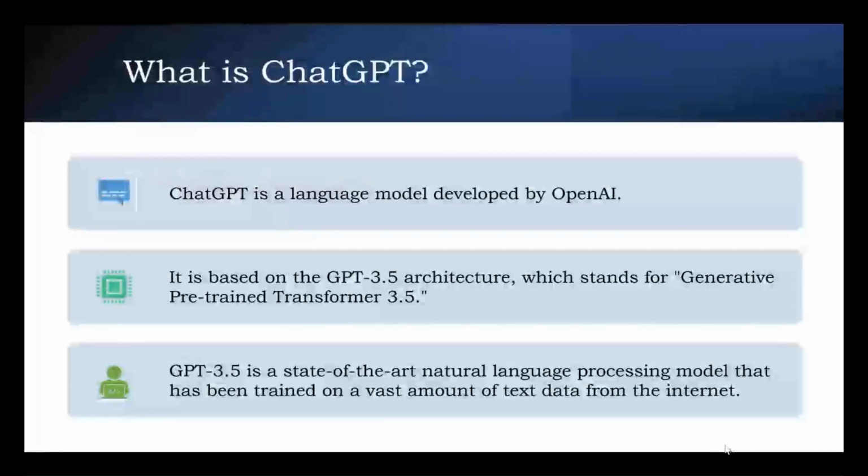ChatGPT is a language model developed by OpenAI. It is based on the GPT-3.5 architecture, which stands for Generative Pre-trained Transformer 3.5. The version is 3.5. It is a state-of-the-art natural language processing model that has been trained on a vast amount of text data from the internet. It is trained based on the available text on the internet.